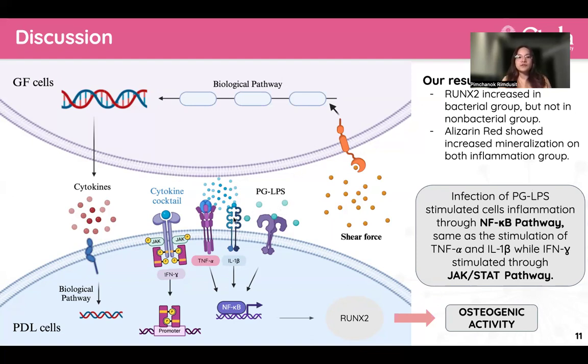PG LPS, TNF-alpha, and IL-1 beta were stimulated through the NF-kappa B pathway, while interferon gamma triggered through the JAK-STAT pathway. Presumably, the JAK-STAT pathway is one of the factors that affect different response of the inflamed cells to the influence of mediators released by shear force-induced gingival fibroblasts.